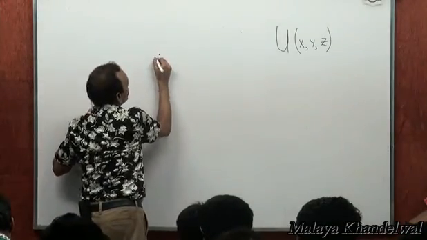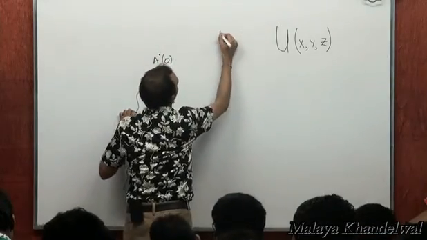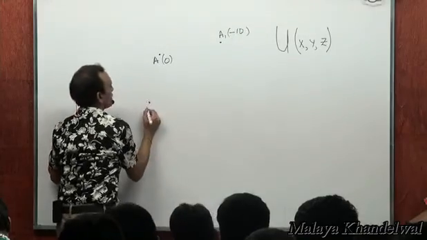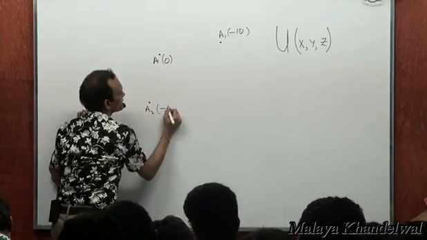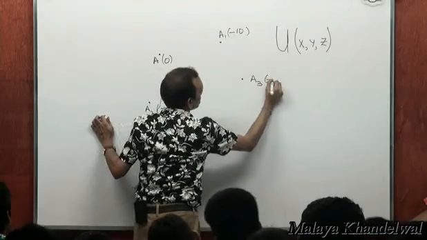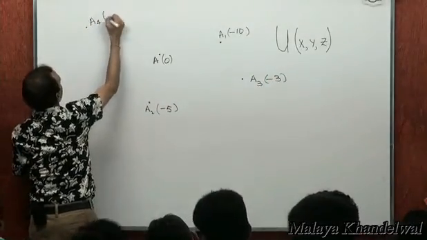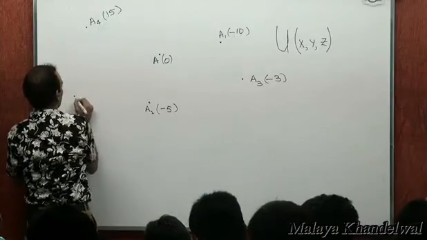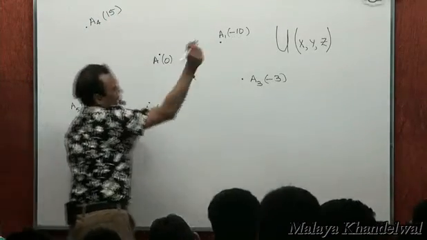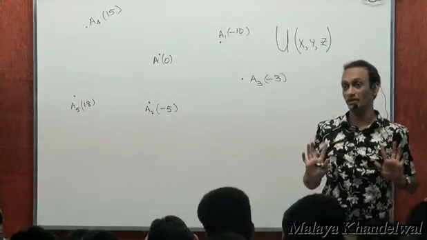So there is a point A, and I assign it a value 0. There is a point A1, say I assign it a value -10. There is a point A2, I assign it a value -5. There is a point A3, I assign it a number -3. A4, 15, A5, 18, and so on and so forth. These numbers are assigned. This is available to me.